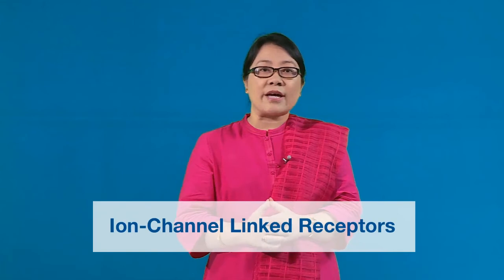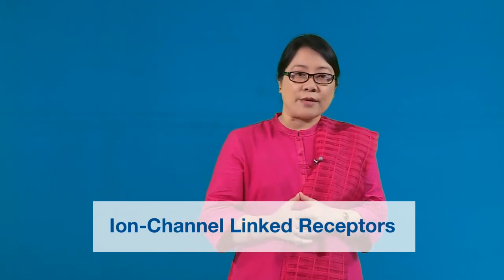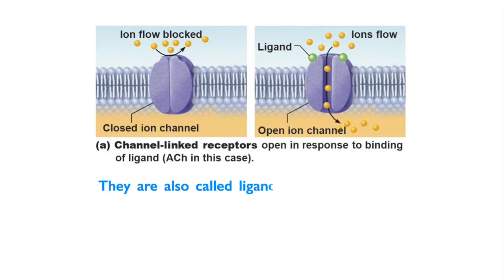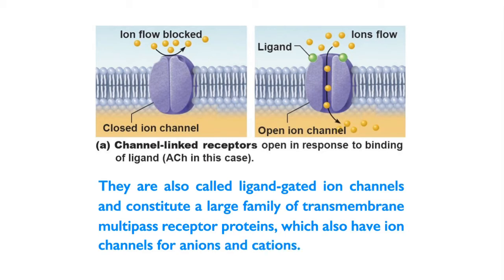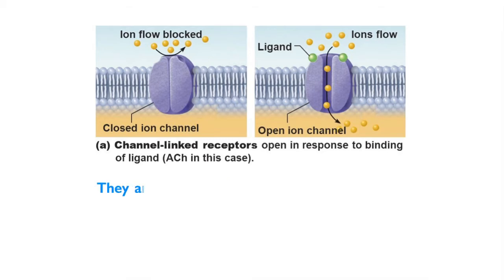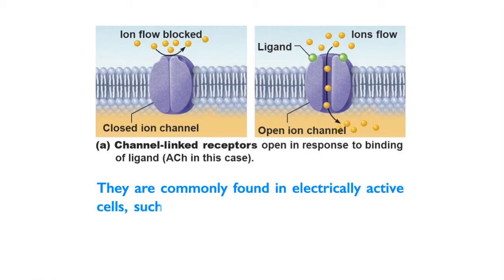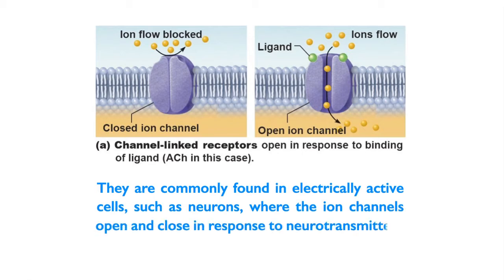Let us take up the first type, that is the ion channel linked receptors. They are also called ligand-gated ion channels and constitute a large family of transmembrane multipass receptor proteins which also have ion channels for anions and cations. They are commonly found in electrically active cells such as neurons, where the ion channels open and close in response to neurotransmitters and carry out rapid signaling events. For example, the acetylcholine receptor, which is linked to a cation channel.